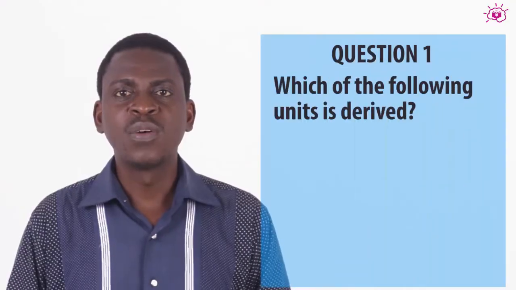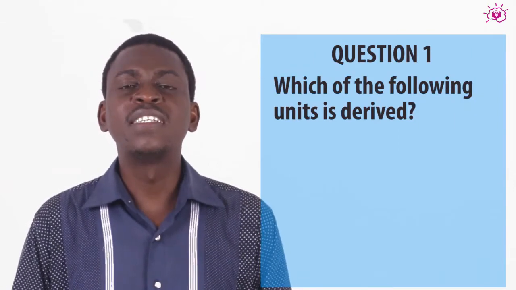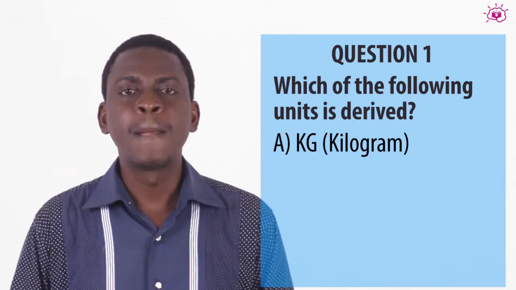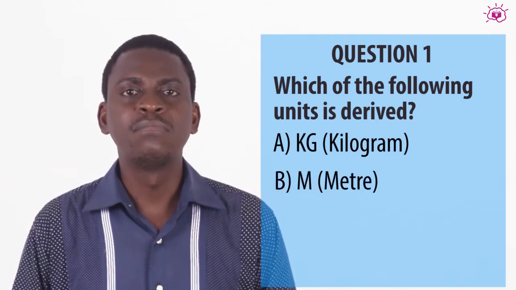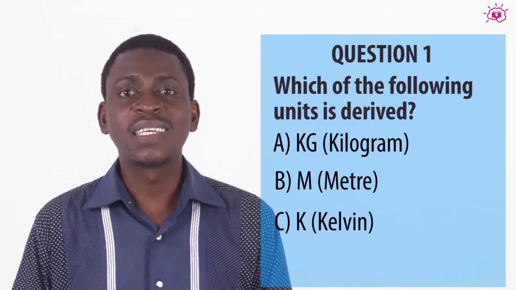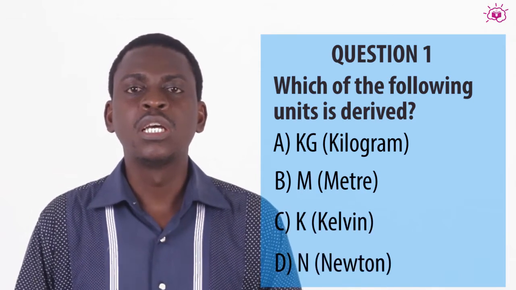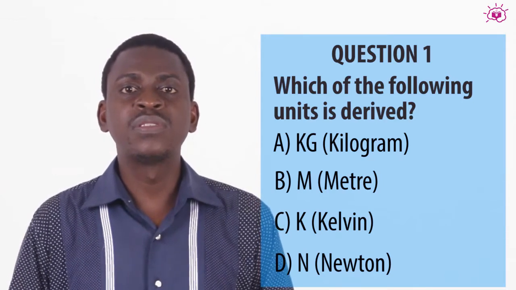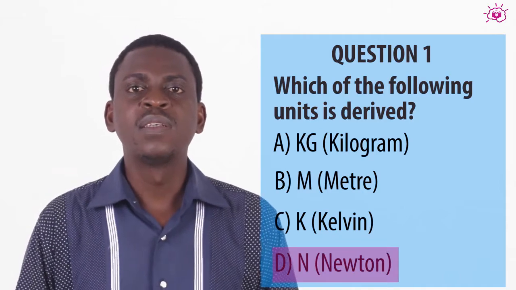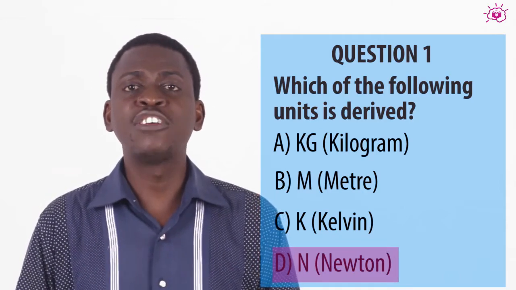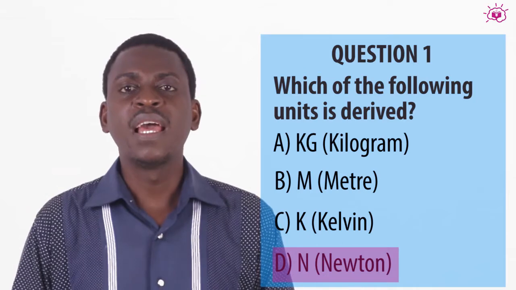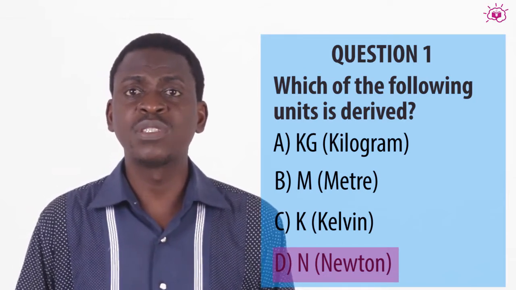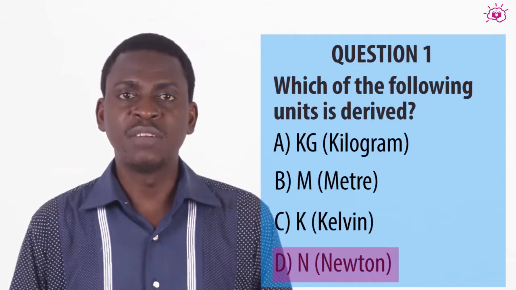Number 1. Which of the following units is derived? A. kg, B. m, C. k, D. Newton. The answer to this question will be D. Newton is the SI unit for force, and force is definitely a derived quantity. And if it's a derived quantity, definitely the unit will be a derived unit.